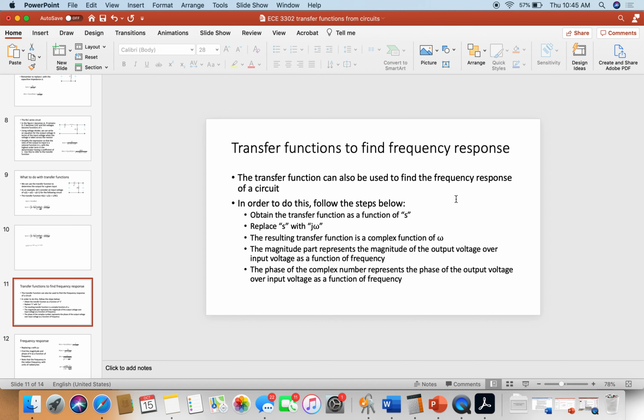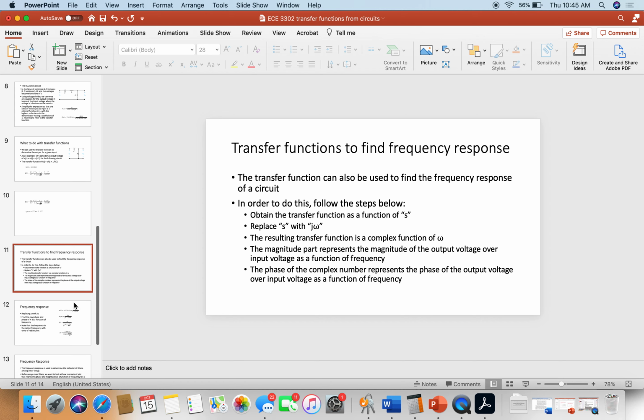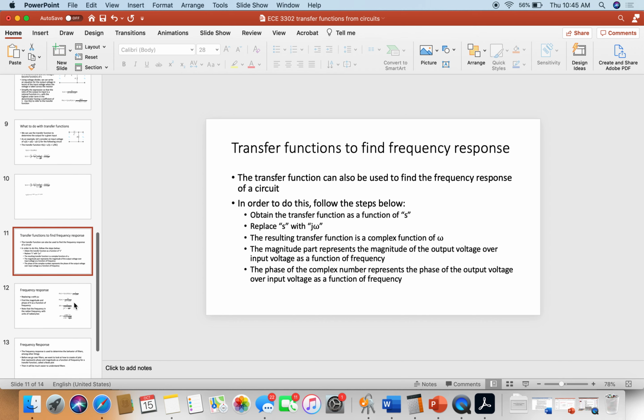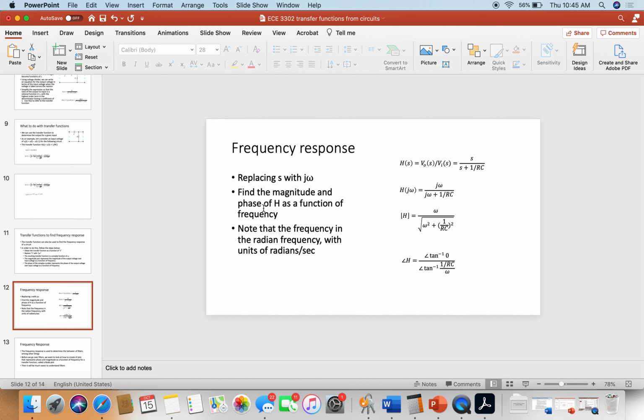So if we want to find the frequency response of a circuit from its transfer function, what we do is we replace s with jω. And the resulting function is going to be a complex function of ω. Now the magnitude part represents the magnitude of the output voltage over the input voltage as a function of frequency. The phase of the complex number represents the phase of the output voltage over the phase of the input voltage as a function of frequency.